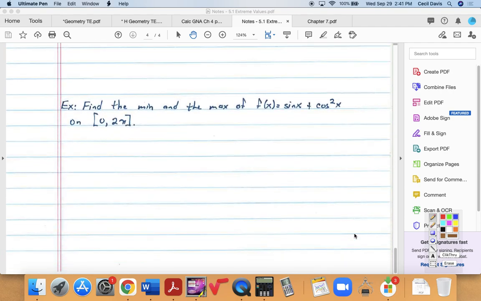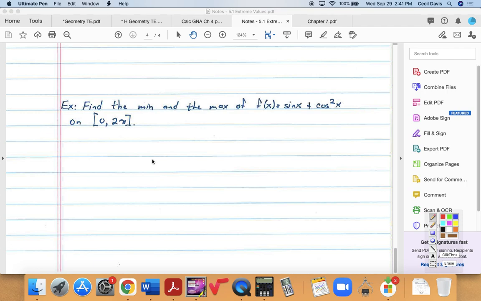So find the minimum and maximum of f of x is equal to sine x plus cosine squared x on the closed interval from 0 to 2 pi. So it's a closed interval. And is this a continuous function? Yes. If those two things happen, and you have to always think about that, if it's continuous on a closed interval, then we will have a maximum, we will have a minimum, and the candidate's rule applies.